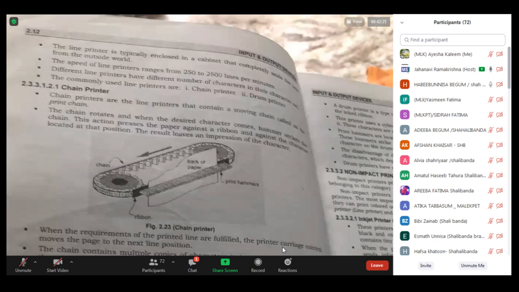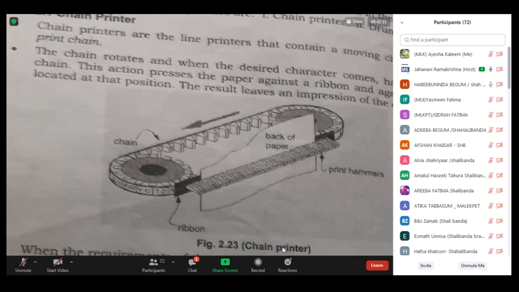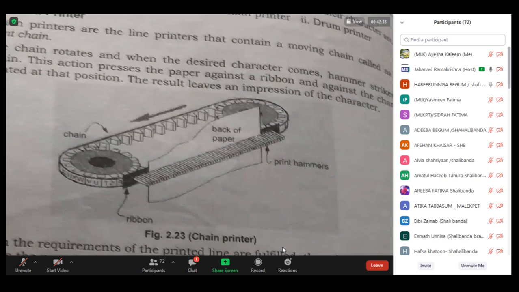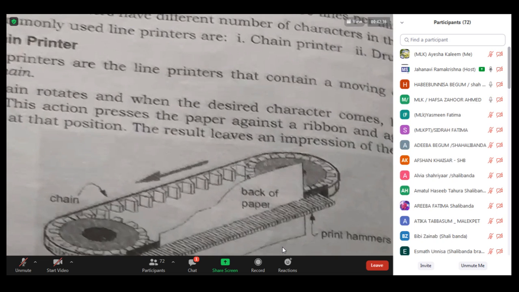See, in the chain printer, what is happening? If you could see, there is some sort of chain. You could see the diagram, please. A small brief introduction to that. Yes, what is happening? The chain rotates.